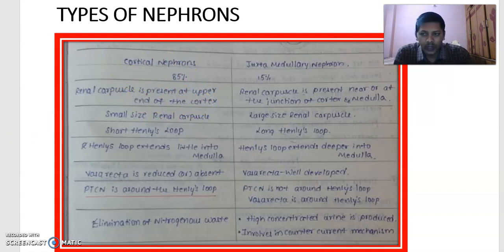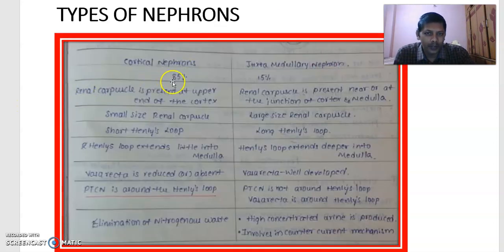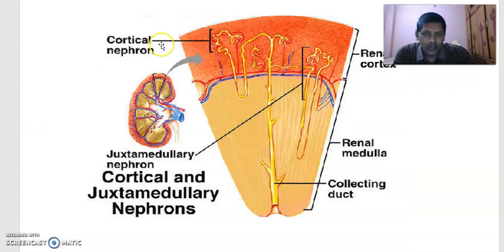I will show you. Renal corpuscle means Bowman's capsule and glomerulus together. Where is the renal corpuscle? It is present in the upper end of the cortex. This part is cortex, the deep red, dark red color part. This is the light red color part, the medulla, renal medulla. As this nephron has most of its part in the cortex, this is a cortical nephron.